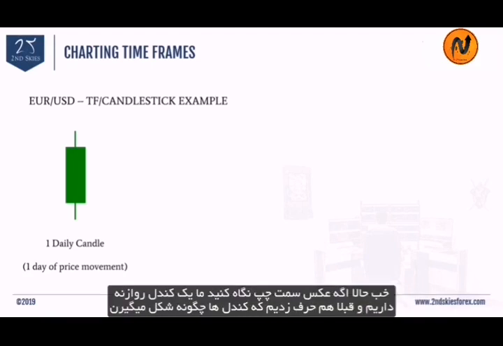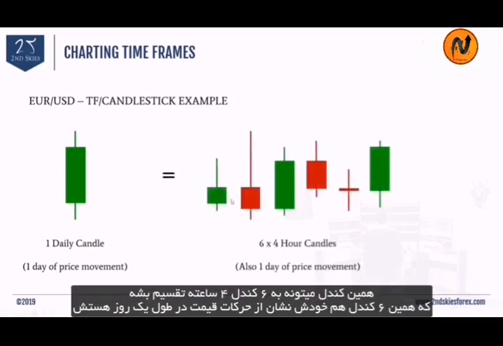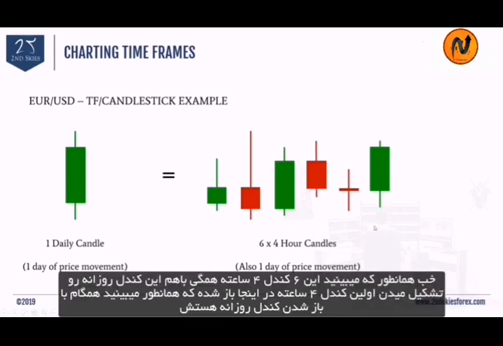So if you look here to the left, you have one daily candle, and how it forms we've already discussed. This daily candle, which is 1 day of price movement, can be broken down into 6 4-hour candles, which also represent 1 day of price movements. So all of these 6 4-hour candles formed this daily candle. So just to show you here, this candle, the first 4-hour candle in this series, which is 6 times 4, it's 24 hours, 1 day of price action.